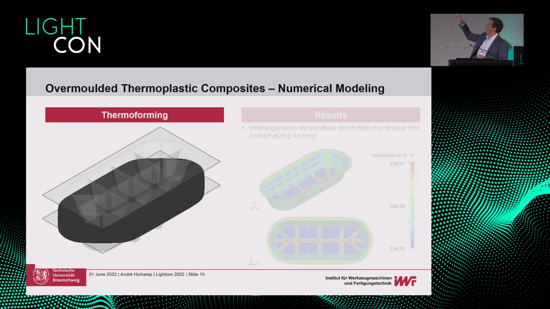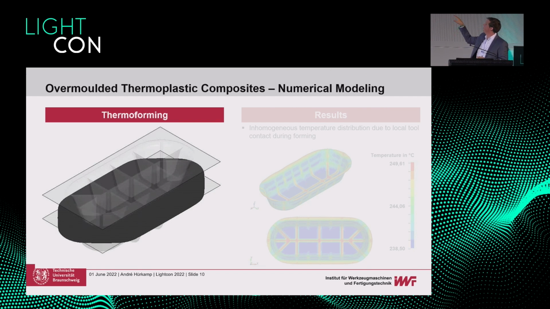process. So first of all, we have to simulate the forming. And what you can see here is that due to the cavity and the sliding above the die of the mold, we have an inhomogeneous temperature distribution due to the local contact with the die and with the mold. So we have to map this information, and we know for the injection molding.